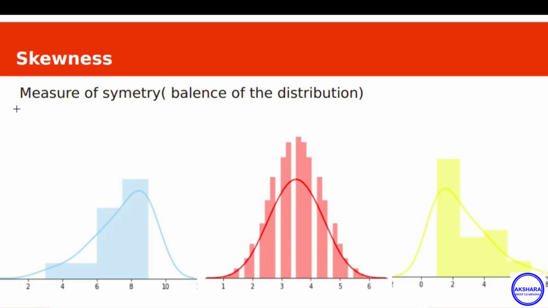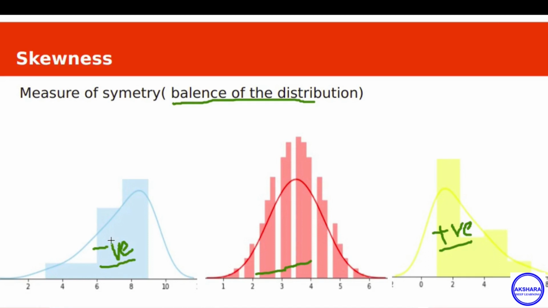Skewness. Skewness measures the symmetry of the distribution, or we can say it is the measure of balance of the distribution. Positive skew denotes a distribution shifted to the left, means most of the values are on the left side. Negative skewness reflects a shift to the right. The normal distribution curve is symmetric around the mean. Skewness means responses heavily weighted towards one end of the distribution.